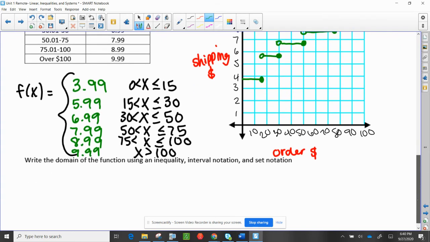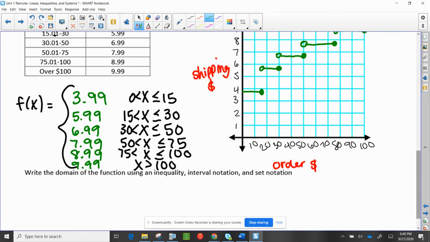Now, the next problem asks us to write the domain, okay, using inequality notation and interval notation. So remember, the domain is all of our x values. So what were the x values we had? The smallest we had was 0.